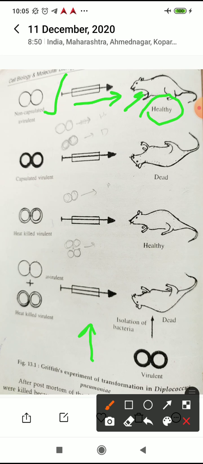But when he injected the capsulated virulent strain into mice, see here, he came to know that the bacterial cells cause pneumonia to the mice and the mice die. Then next, what he did, when he injected the heat-killed virulent strain of Diplococcus pneumoniae into mice, the bacterial cells didn't cause pneumonia, and thus the mice remained healthy.